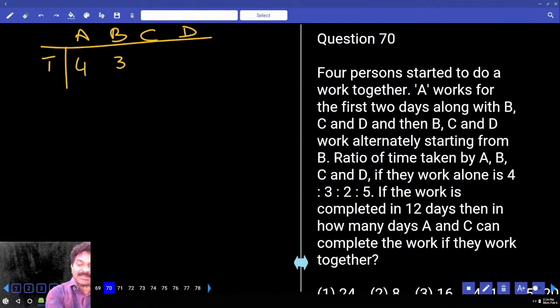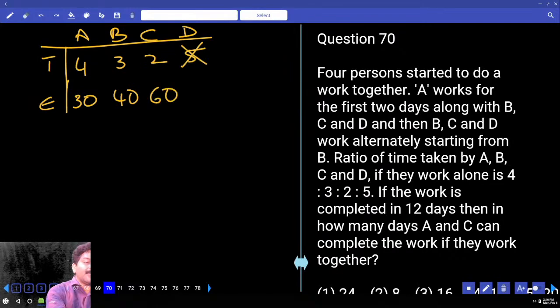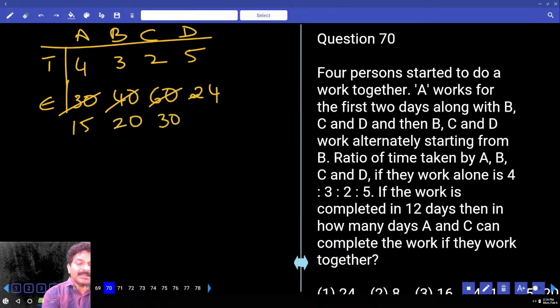Okay. Now we were given the time ratio for A, B, C, D: 4, 3, 2, 5. Time and efficiency are inversely proportional. So how do we calculate the inverse ratio? Hide the first number, multiply the remaining numbers: 3, 2, 5, product 30. Hide the second number, multiply the remaining: 40. Hide the third number, multiply the remaining: 60. Hide the fourth one, multiply the remaining: 24. Again you can simplify them by cancellation with 2: 15, 20, 30 and then 12.